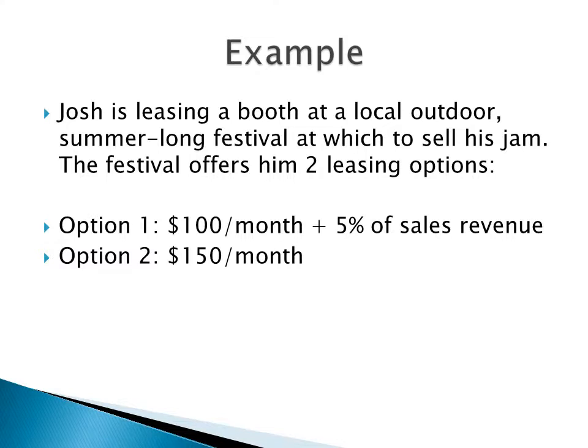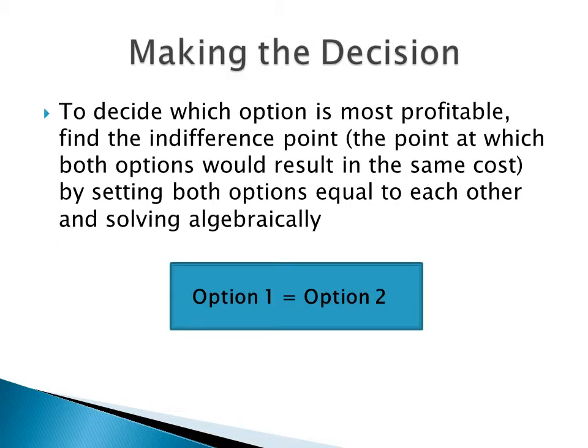Option 1 would be to pay $100 a month for the booth, plus 5% of all his sales revenue made at that booth, or option 2 would be a flat rate of $150 a month. To decide which option is most profitable, you find the indifference point, the point at which both options would result in the same cost, by setting both options equal to each other and solving algebraically.